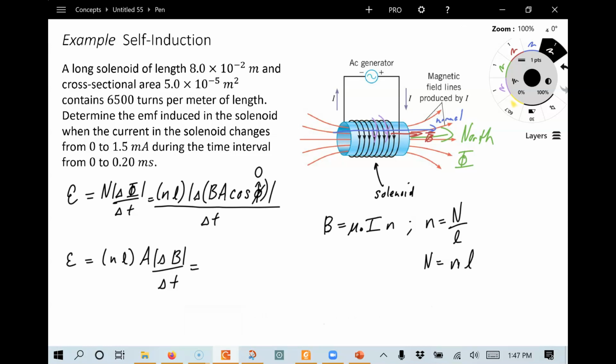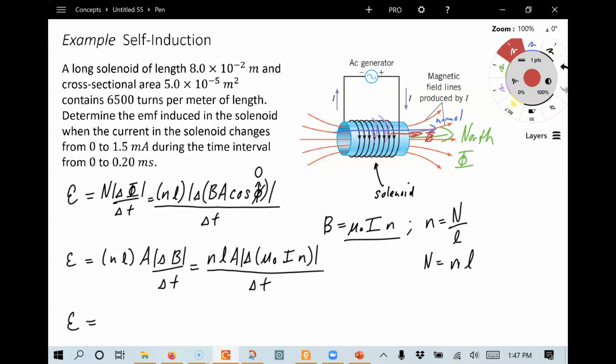So this gives us N L A delta B. That's going to be mu 0 I n from this equation. And finally, all over delta t still. If I want to go ahead and factor out the other things that aren't changing here, well, this is a constant, and so is that. I can factor those out as well from the delta. And we're going to end up with this.